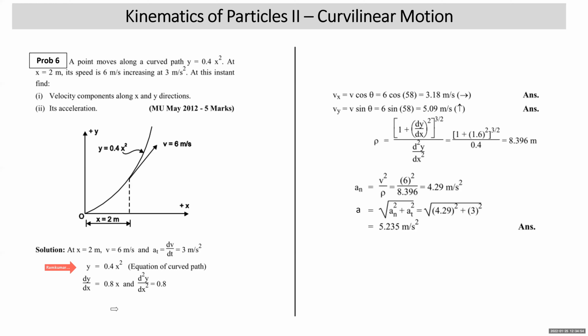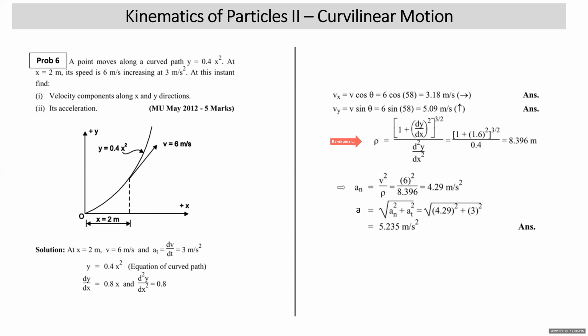In the previous problem also, dy by dx, that is tan theta, was 1.6 only. So theta comes out to be 58 degree. Now Vx is v cos theta and Vy is v sin theta. So you got Vx and Vy. Now radius of curvature is 1 plus dy by dx, which is 1.6, substituted, raised to 3 by 2, upon d2y upon dx square, that comes to 8.396.